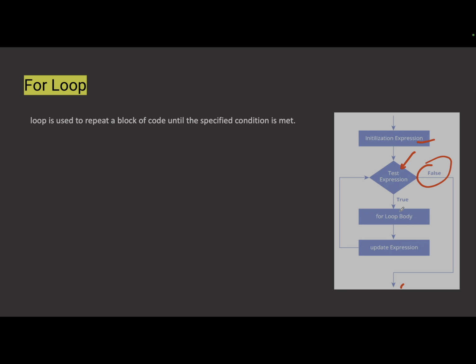But if the condition is true, the for loop body will be executed. After that, the update expression runs and we again go to the test expression. In this manner, the test expression is continually evaluated. If it is not updated, then this loop will run forever. So we should know that the expression should be updated very carefully. It is used when the number of iterations is known before we start the loop.